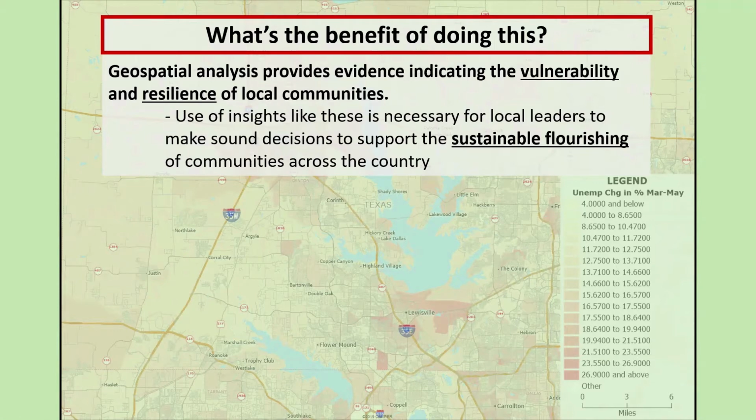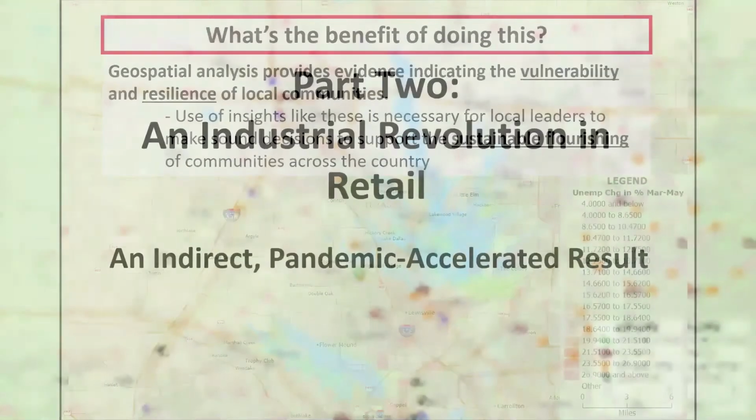So this is just a simple analysis among all the analyses that are possible, but what it does is provide evidence indicating factors like vulnerability and resilience in local communities. And if we can incorporate insights like these, we make it possible for local leaders to make sound decisions and really aim at this idea of sustainable flourishing, trying to understand the unique characteristics and the drivers of employment change community by community across the country. So that's just one little look at geospatial technologies and COVID-19.